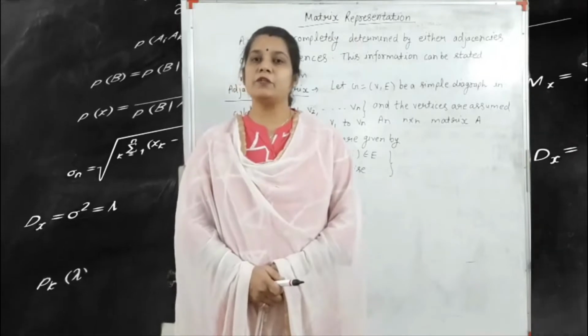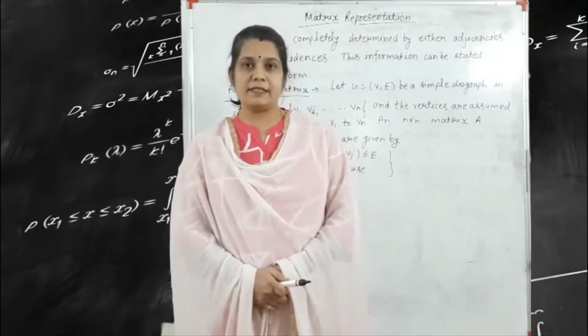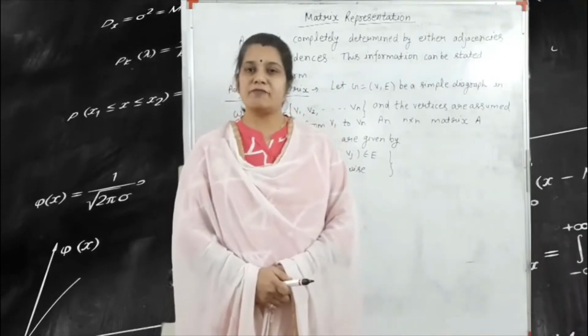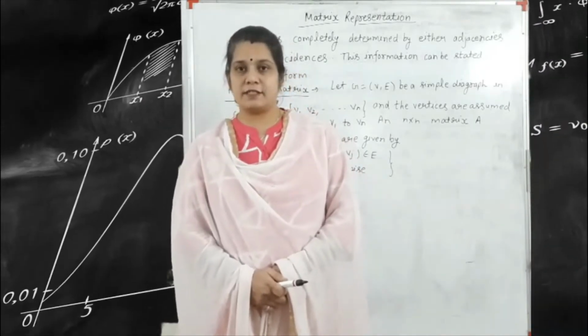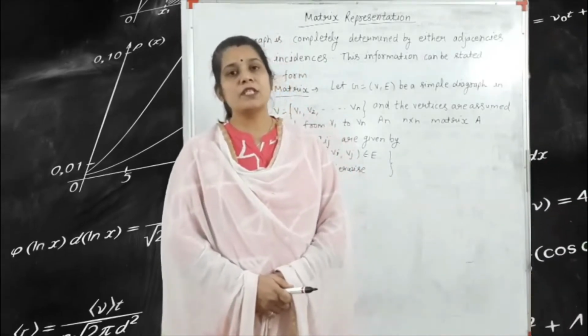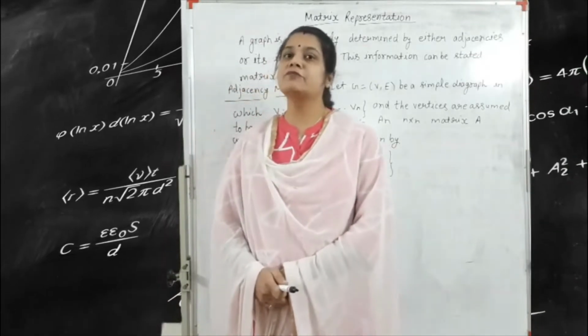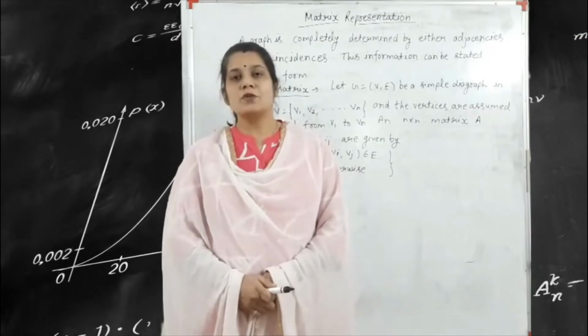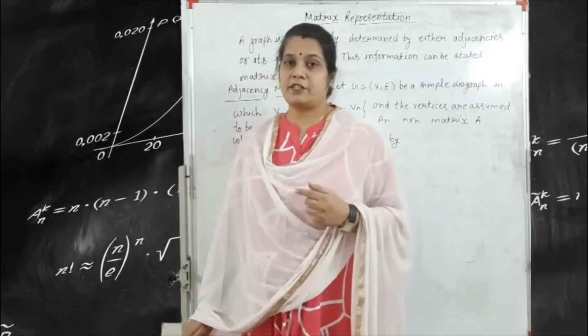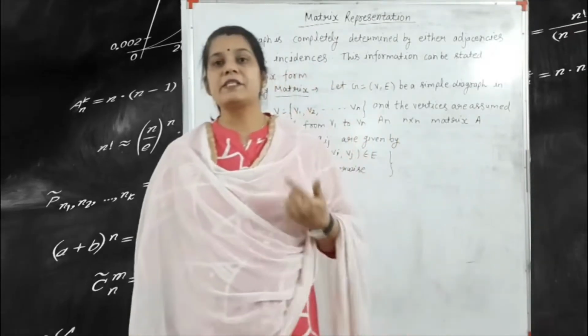Today I am going to take a lecture of discrete mathematics, chapter number 5, graph theory, and today's topic is the matrix representation, and with the help of this matrix representation we solve the Warshall algorithm. Okay, so what is the matrix representation? How do we find the matrix representation?